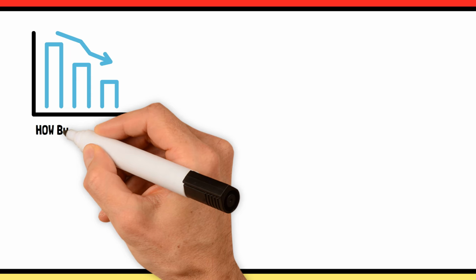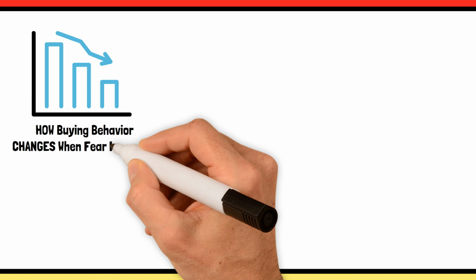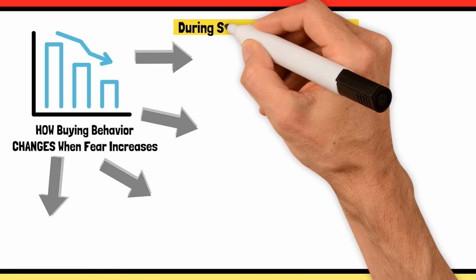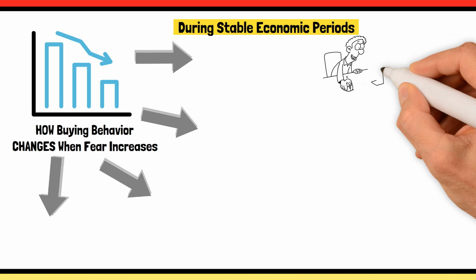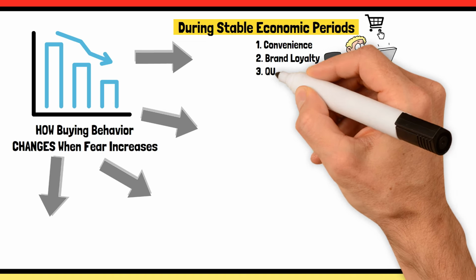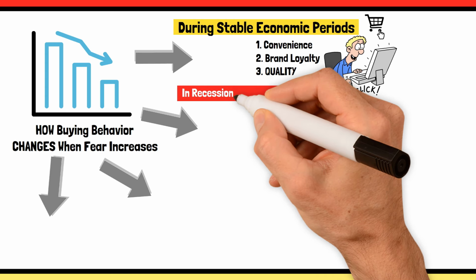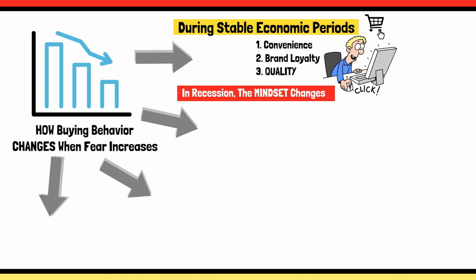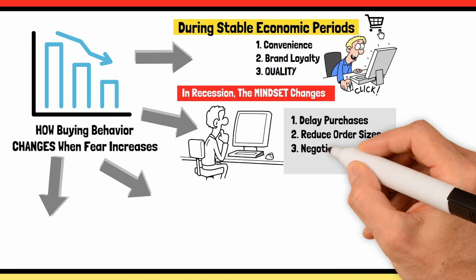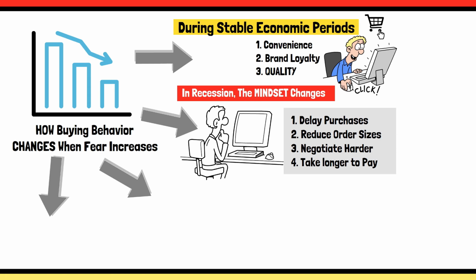Understanding cash flow behavior in a recession. The first step in managing cash flow during a recession is understanding how buying behavior changes when fear increases. During stable economic periods, customers make decisions based on convenience, brand loyalty, or quality. In a recession, the mindset changes. People and companies delay purchases, reduce order sizes, negotiate harder, and take longer to pay invoices.